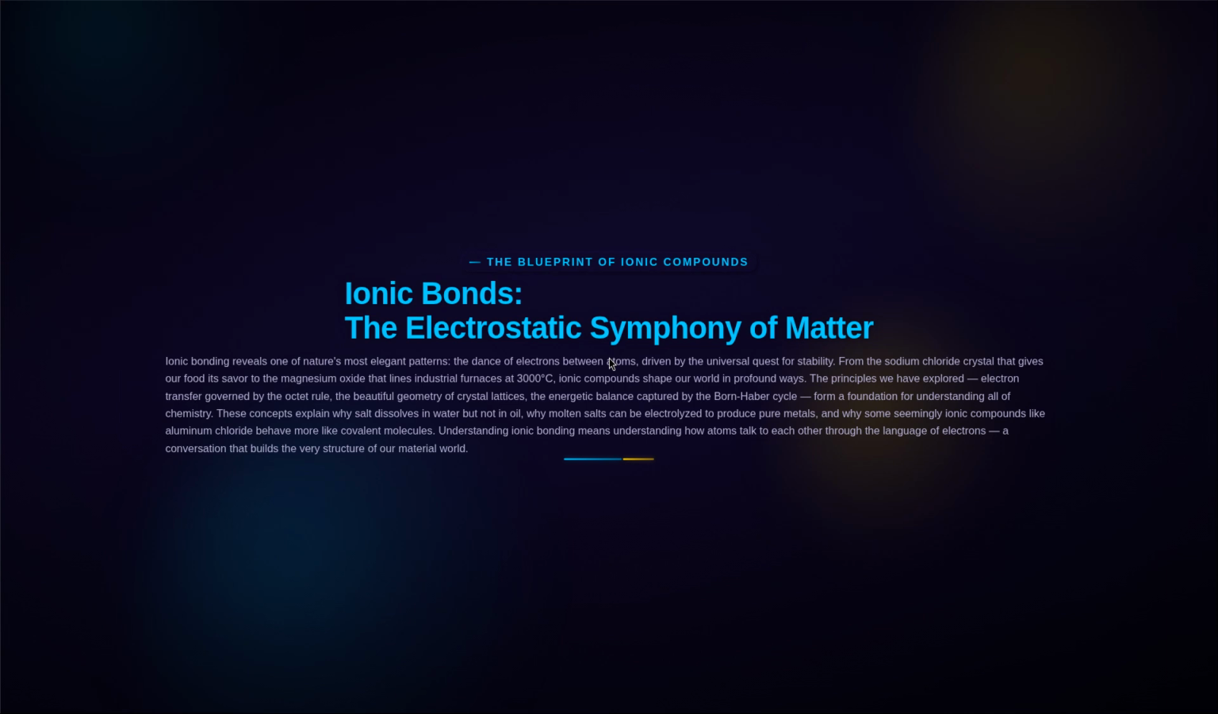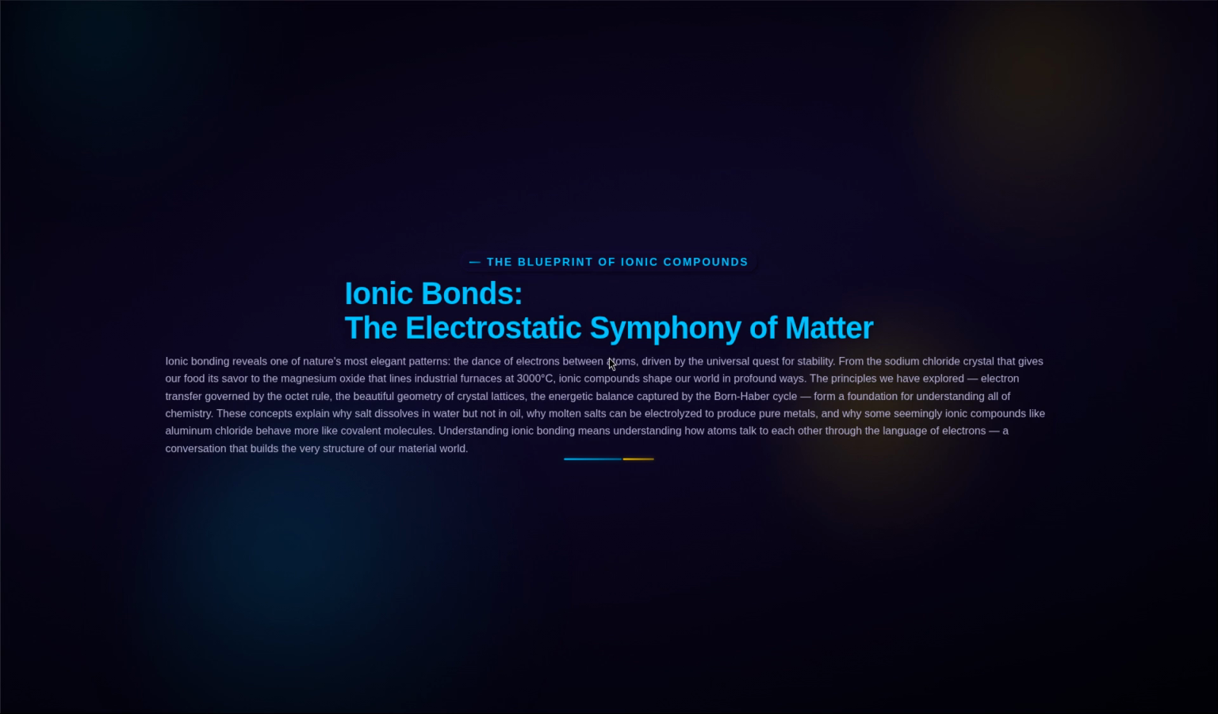Periodic trends are not just abstract numbers on a chart. They are the language atoms use to express their identity. When we see that atomic radius decreases across a period, we are describing how each successive element pulls its electrons closer as the nucleus grows stronger.